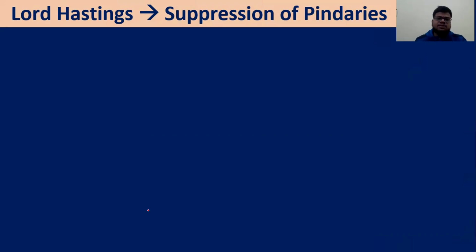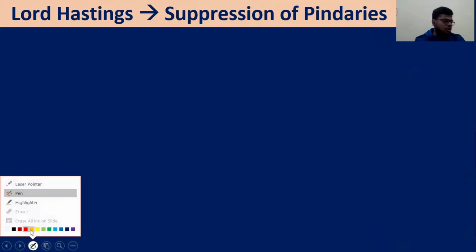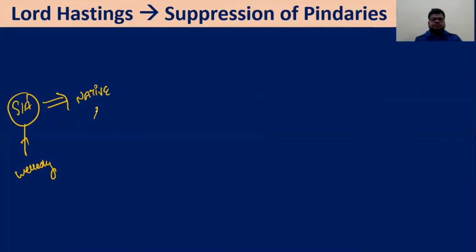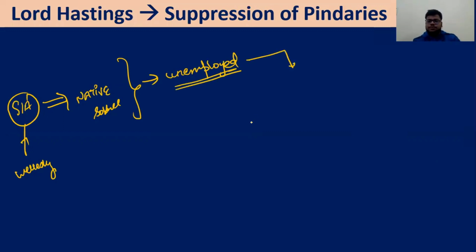Then, very importantly, as we have discussed, the suppression of the Pindaris. Now, nobody knows exactly what the origin of the Pindaris is. But what you need to remember is that with the subsidiary alliance that Wellesley signed with a lot of Marathas and other states, the native soldiers got unemployed and became part of the Pindaris. The same story we will look at with the Thagis as well. So they got unemployed, and then what happened? They joined these people who used to plunder. For example, if you are traveling from one place to another, they will plunder you in between.